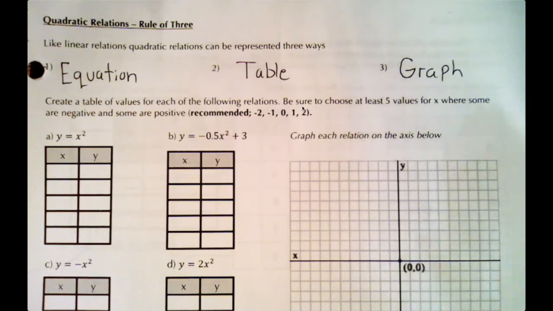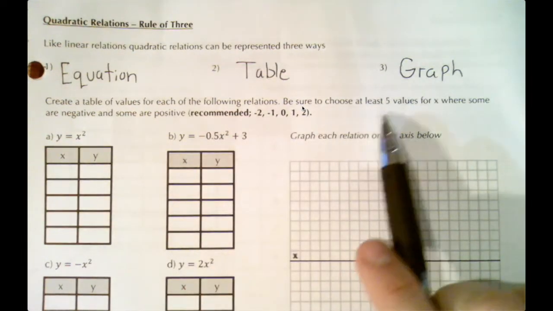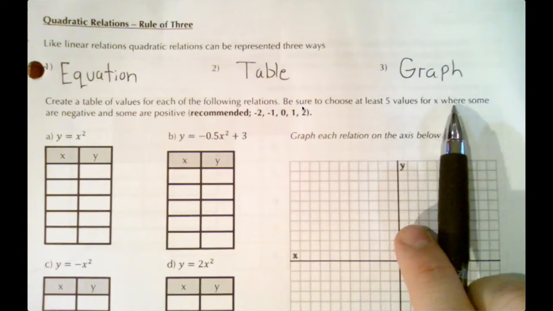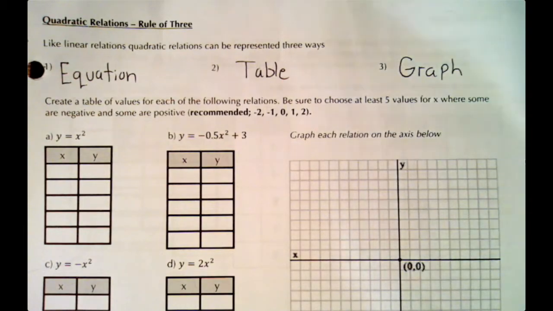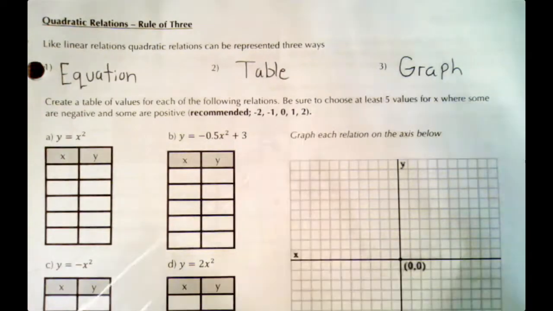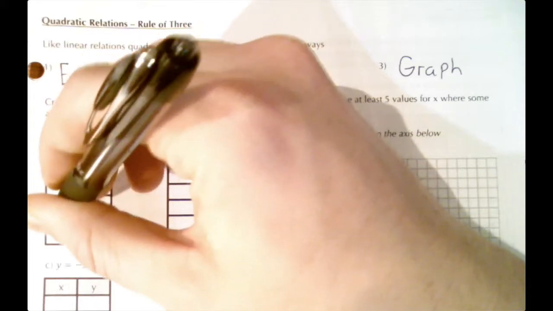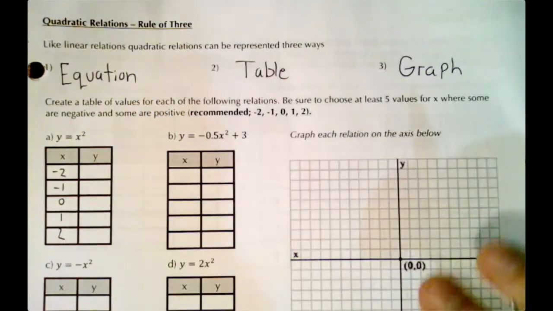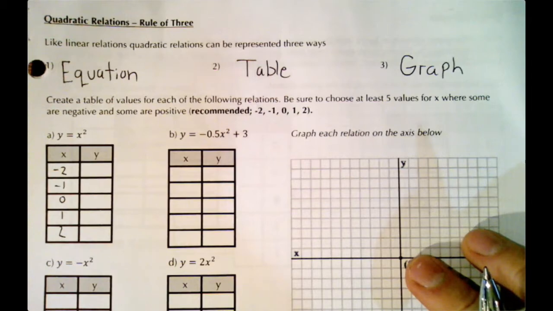So to create a table of values, we're going to choose 5 values of x, where some are negative, some are positive, and 0 is pretty important because that would be our y-intercept. These are the values we're going to use. In fact, if you use these x values for graphing parabolas, generally you're going to do a pretty decent job, unless that parabola has been shifted left or right. But I didn't pick many of those, so we're going to use these ones. So let's fill in our tables here, -2, -1, 0, 1, and 2, and we're going to use those for all of our graphs. We're going to make 5 graphs here.